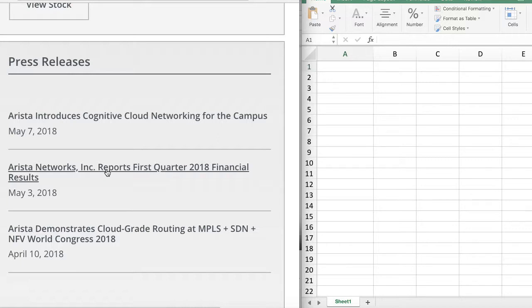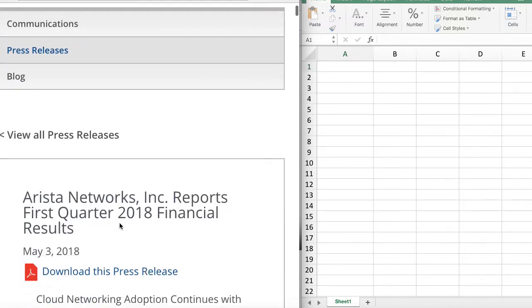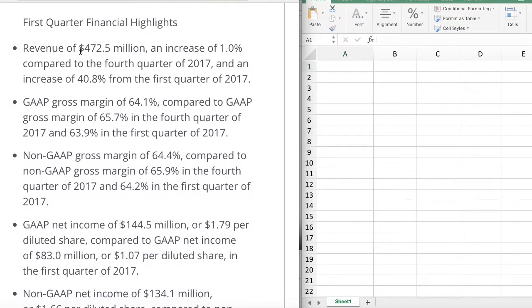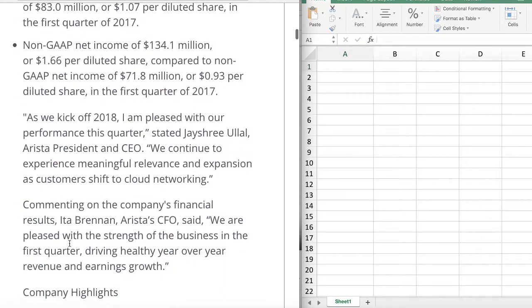So we're going to go right here to their press release of their first quarter in 2018. We're just going to click on that. This gives their latest quarterly earnings. As we see, they had revenue of $472.5 million in the first quarter, and all these margins and stuff like that.